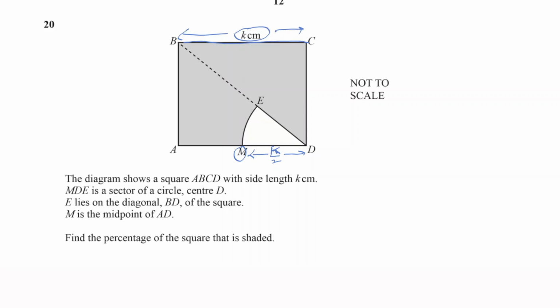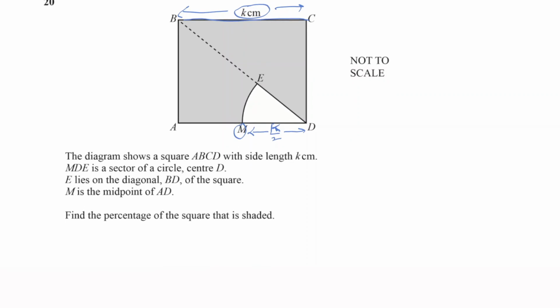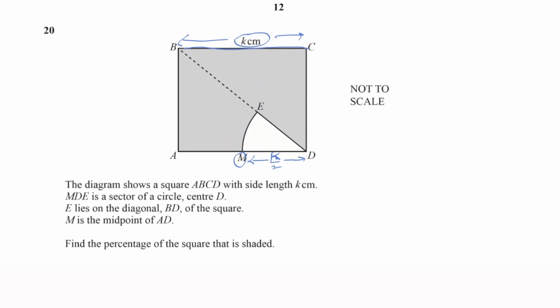Okay, then this is the sector. Now we have to find the percentage of the square that is shaded. You can see the shaded part, but we have to find the percentage of it. How do we find the percentage? We find the area of the shaded part divided by the total area, times 100, which gives you the percentage. That's our focus.